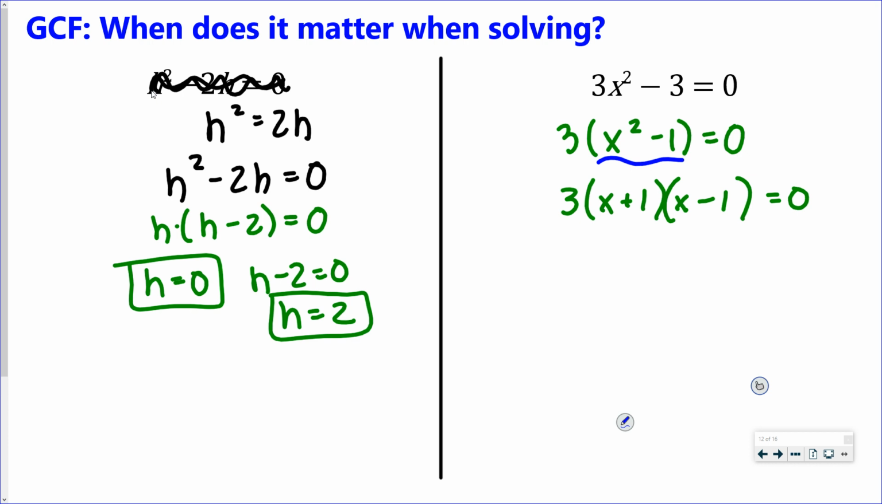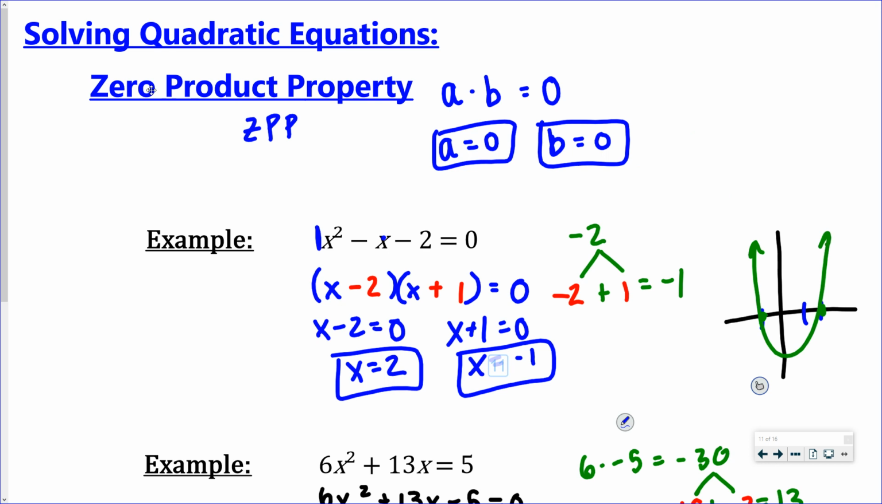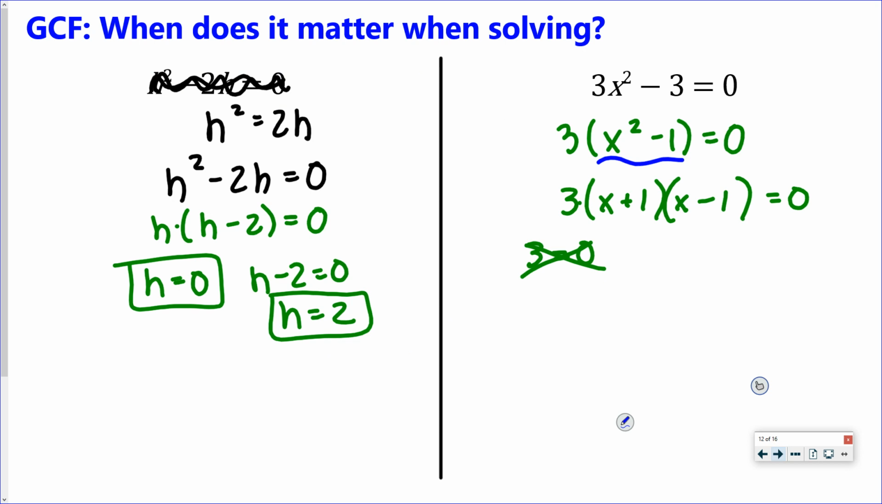Now I technically have 3 factors in this. 3 is a factor, x plus 1 is a factor, and x minus 1. Could 3 ever be 0? No. So when your GCF is a number, you don't really need to set it equal to 0. And think about this, guys. In our first step, can I divide both sides by 3? Yeah, because it's a number. We could have just divided both sides by 3. You can't divide by a variable because you don't know what it is.